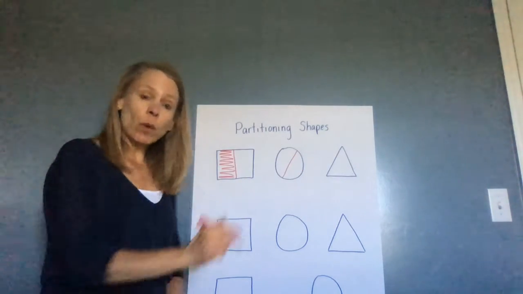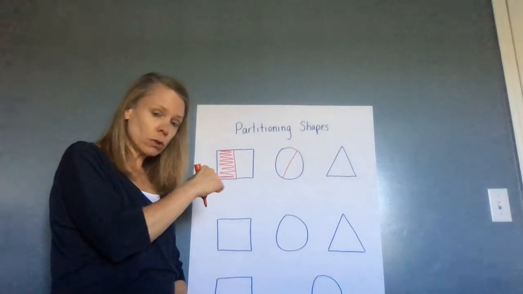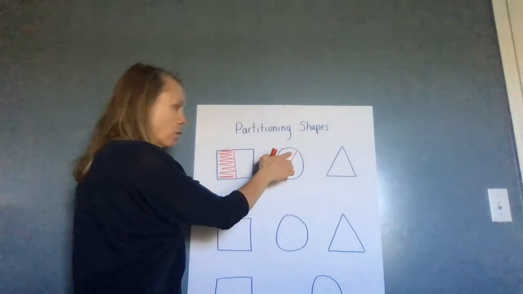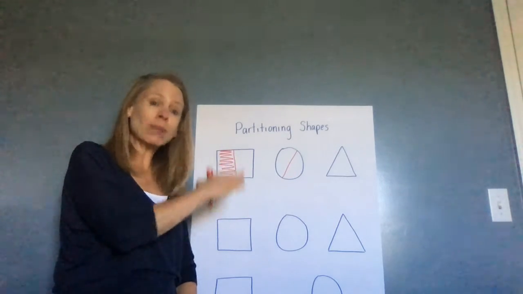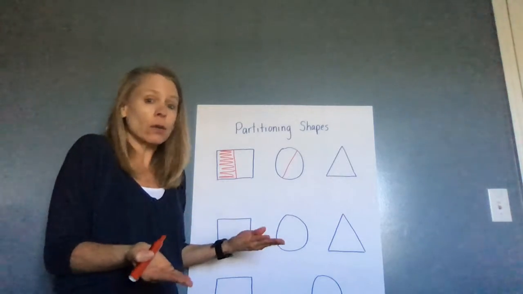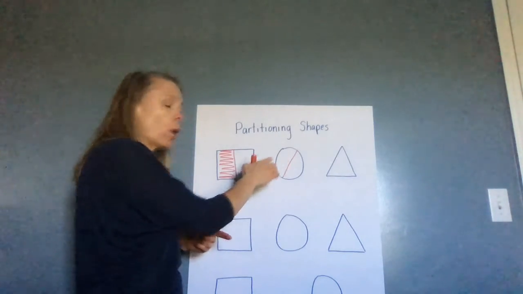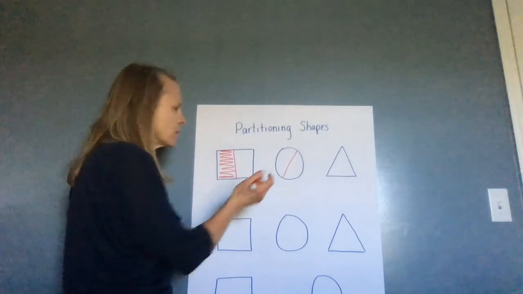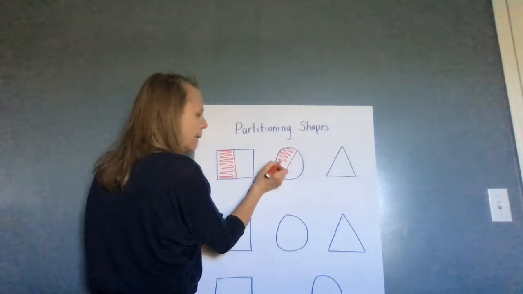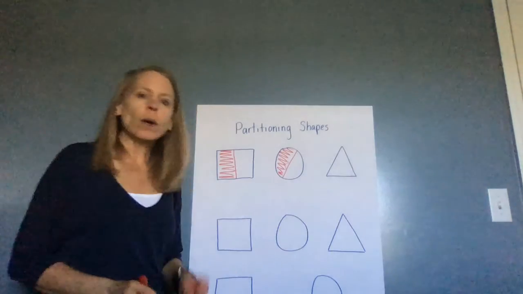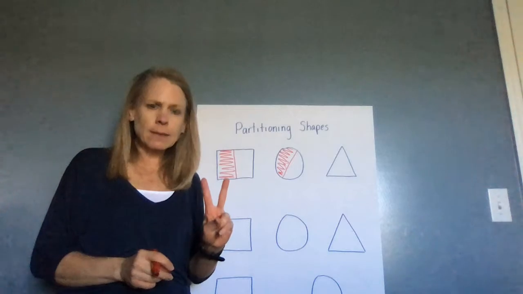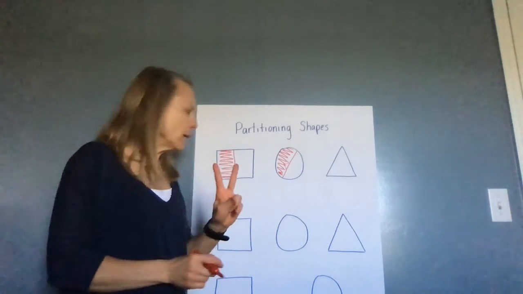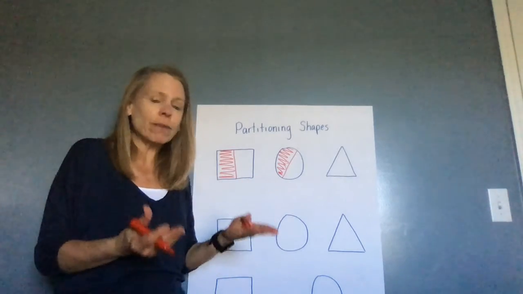So when I talk about the whole circle, there are two halves in a whole. If I would color in both halves of the circle, I'm coloring in the whole circle. If I say I want you to color in one half of the circle, I'm going to color in one part. Again, when I have two equal pieces, each part is called a half. And I'm going to color in half of the circle.